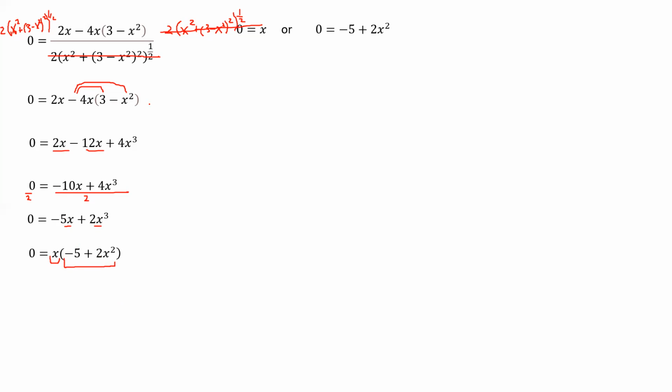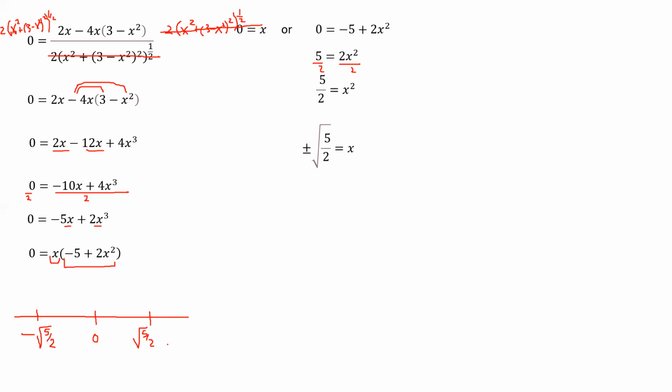Solving this one equal to 0, I think I'll bring the 5 over, divide both sides by 2, and then take the square root. All right, so we have plus or minus root 5 over 2, and we always need to draw ourselves a number line to find out what's going on. So the points that we got were 0, positive root 5 over 2, and negative root 5 over 2.